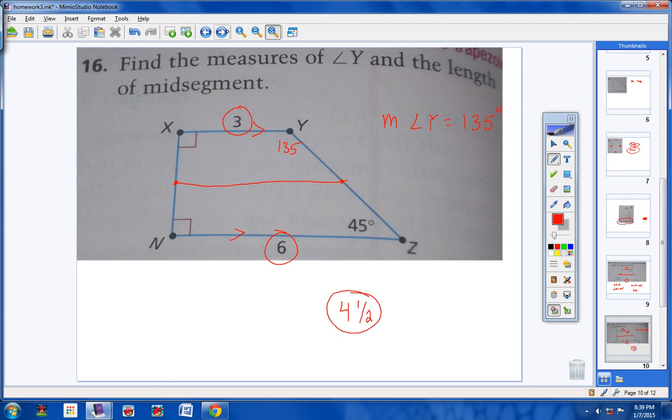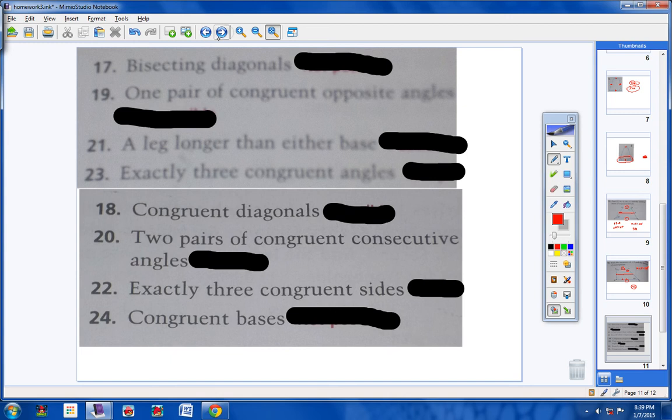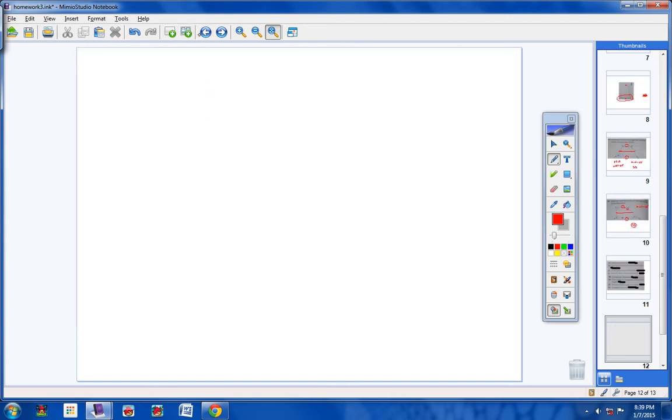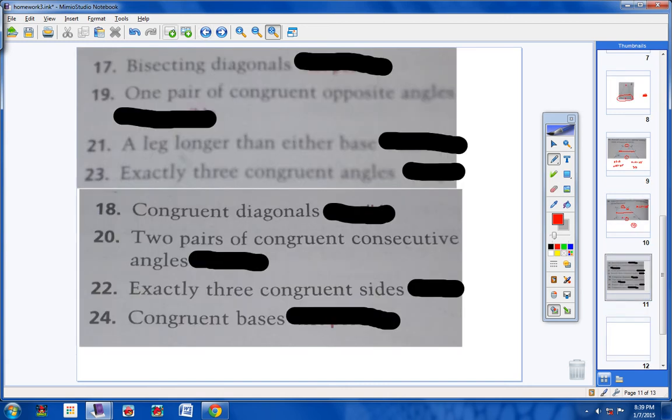All right, moving on. Numbers 17 through 24. We're going to decide whether it's possible for a trapezoid to have the given property. Let's start with number 17, bisecting diagonals. Let's go ahead and get a new page up here. Number 17 is bisecting diagonals. Is it possible to have a trapezoid in which you have bisecting diagonals?